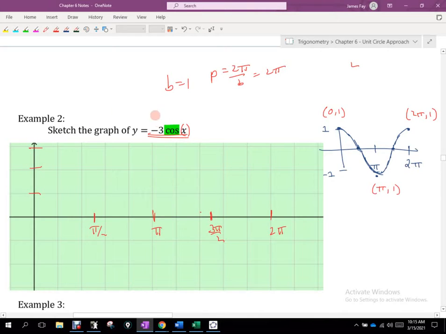So what is my amplitude? My amplitude is 3. Okay, remember amplitude is the absolute value of that A out in front, so absolute value of -3. And that just tells me that amplitude is the height that my maximum and minimum reaches from the wave axis, which in this case would be the x-axis. Okay.